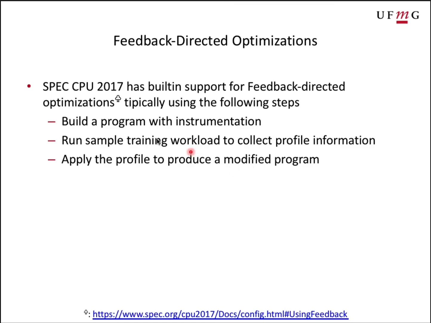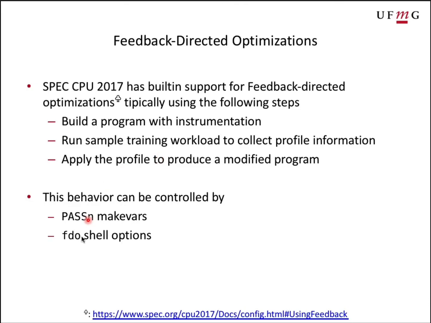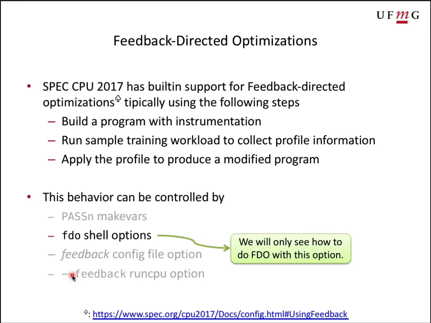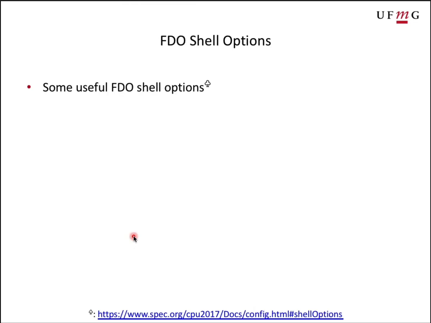So we usually like to separate training and validation when using FDO. And for this behavior of doing FDO in SPEC, they have 4 ways to do this: with pass and make variables, with FDO shell options, with feedback config file options, and with some runcpu options with --feedback. But here we are only interested in this one. FDO shell options will be more powerful to us.